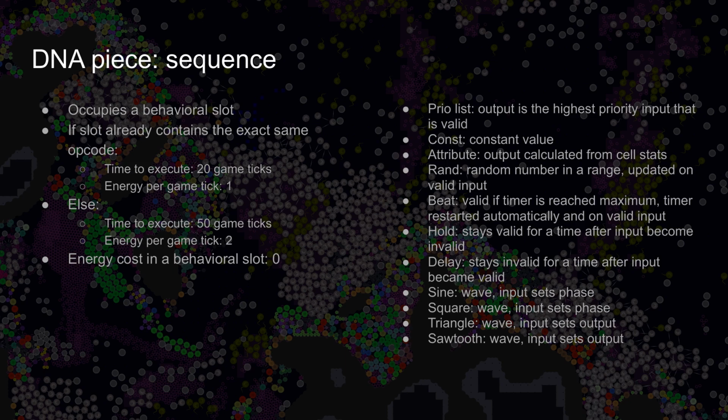Square outputs a square wave. Duty cycle is settable, time step sets the frequency. Valid input sets the phase here too. Triangle and sawtooth output their respective waves. Value step sets the slope of the function, and the time step sets the frequency. A valid input here sets the output directly.